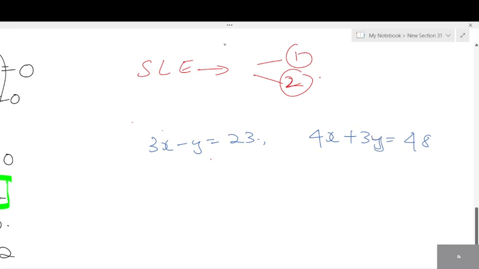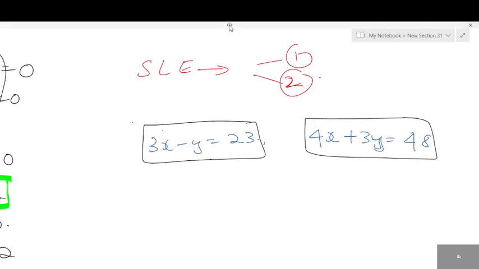Okay, how many equations do we have, students? How many equations have I written here? We have two equations, right? First and second. In both these equations, how many unknown variables are there? Two unknown variables. x and y are present, right? Okay, now the first method is known as substitution method.